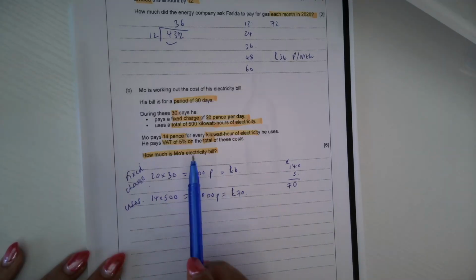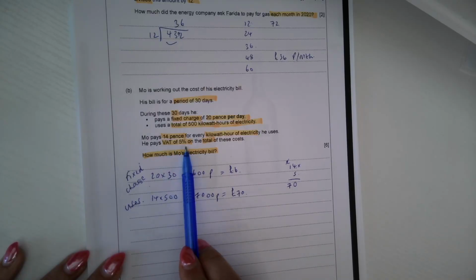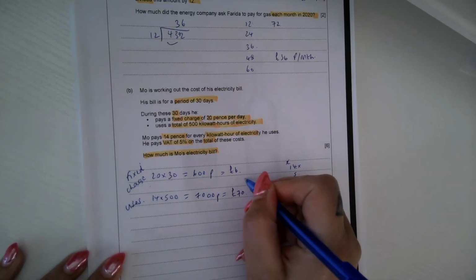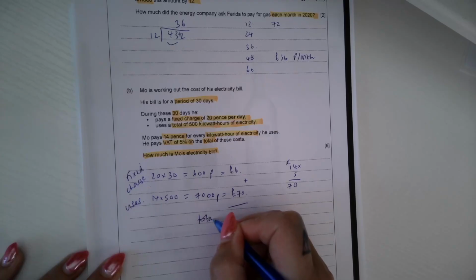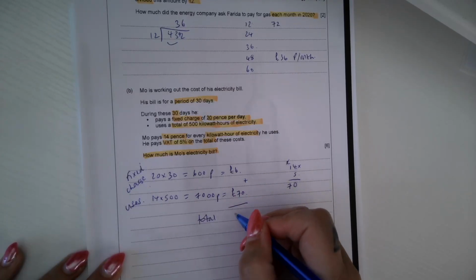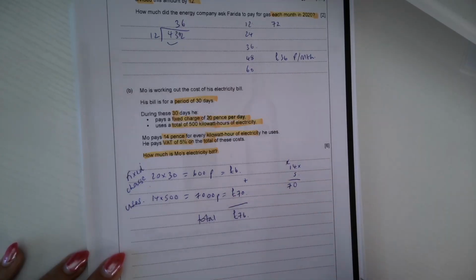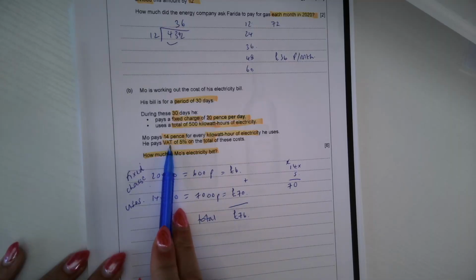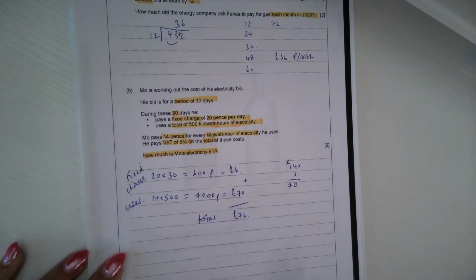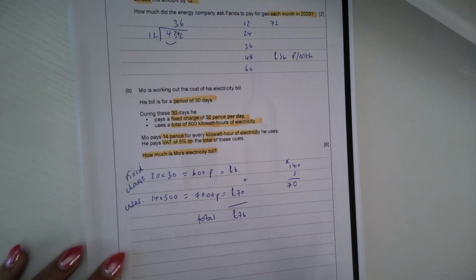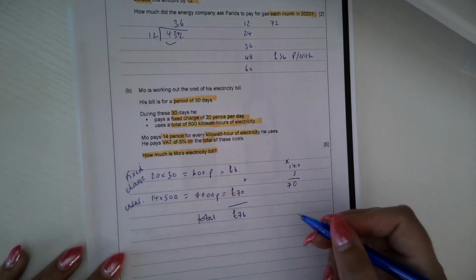Okay, the last thing we need to figure out is he pays VAT of 5% on the total. So let's find this total. So the total he pays is £6 plus £70. So he pays £76 plus VAT of 5%. So VAT is value added tax. It's an amount that's added on to the cost of something. So we need to find 5% of 76 and then add that on.